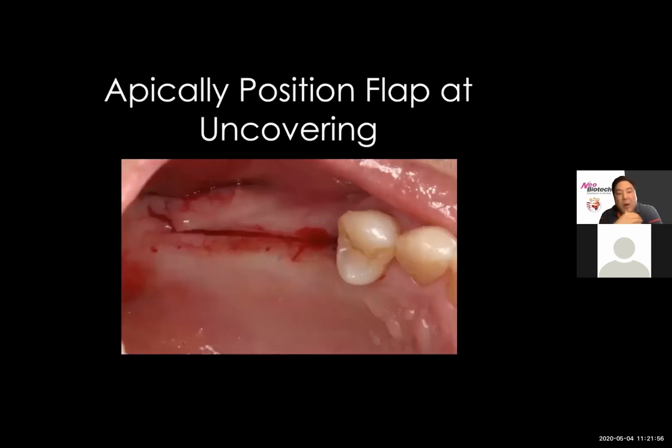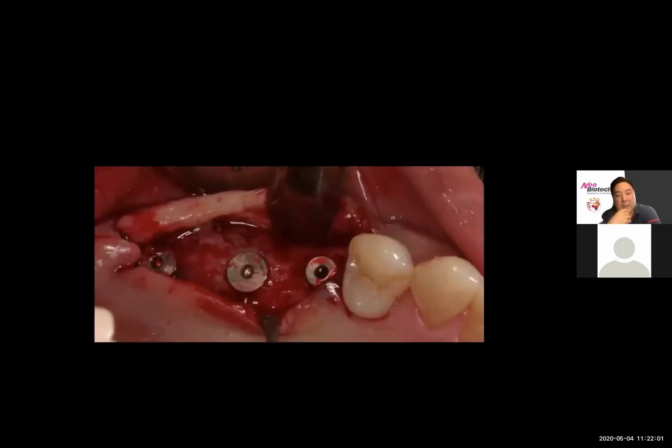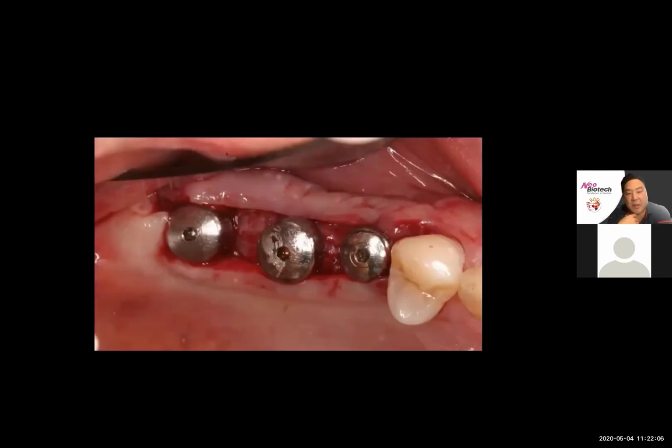So here's an example where I made an incision more towards the lingual. I brought over the buccal flap and exposed my implants. This case was done as a two-stage approach, exposing the implants underneath.